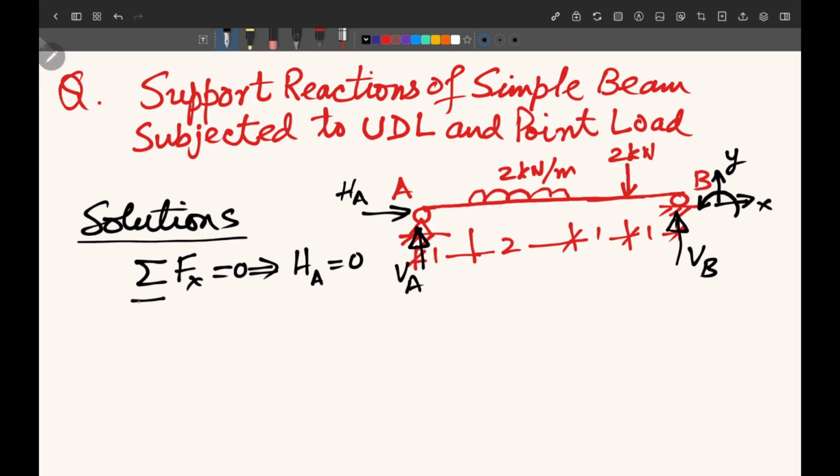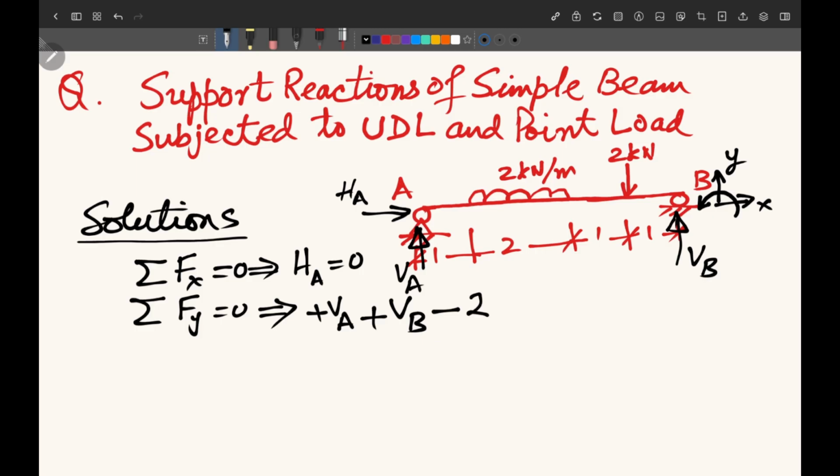Now our second equation is sigma Fy equal to 0, and in this case we have these two reactions VA and VB which are acting in the upward direction. So we say here plus VA plus VB. Then the forces acting on this beam: there is 2 kilonewton load acting downward. Downward force is taken as negative, so minus 2.